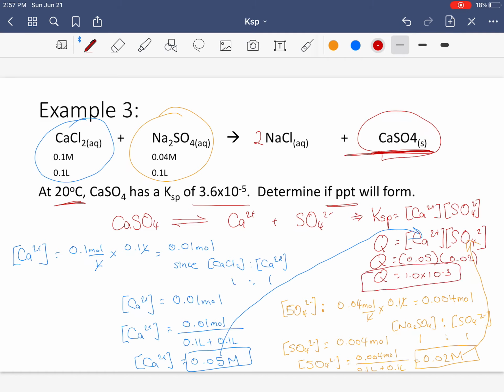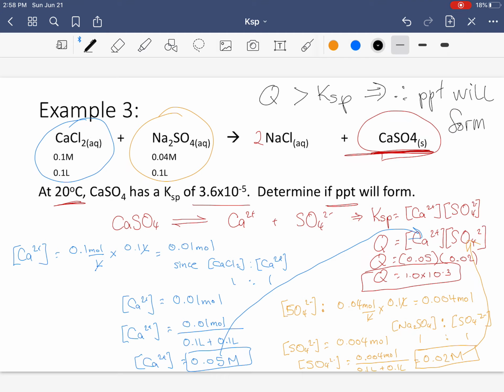And now I'm going to compare it with Ksp. And I notice here in conclusion that Q is actually greater than Ksp. Okay, what I've put in here is actually more than enough to satisfy the saturation point, which is quite low if you think about it. Therefore, precipitate will form. Okay?